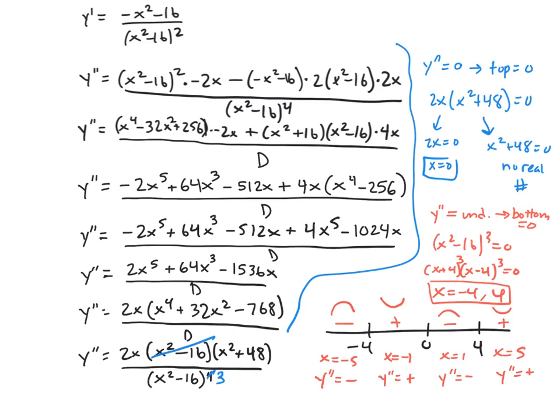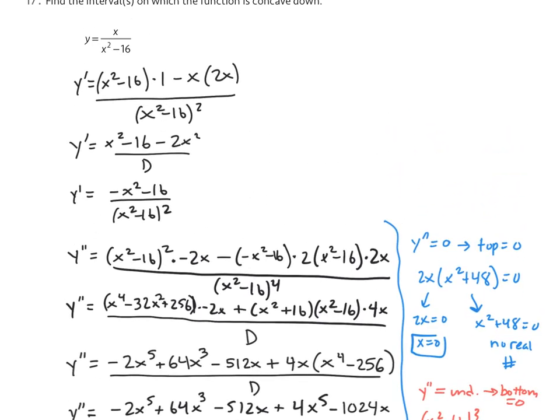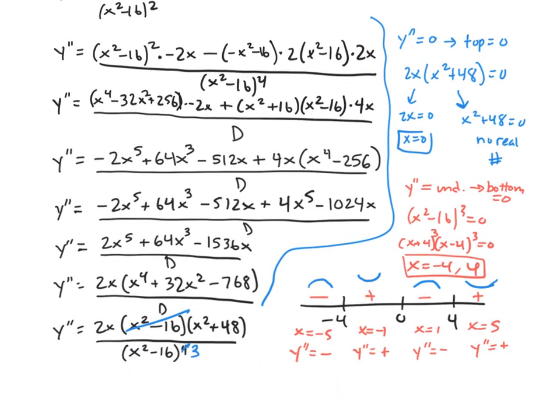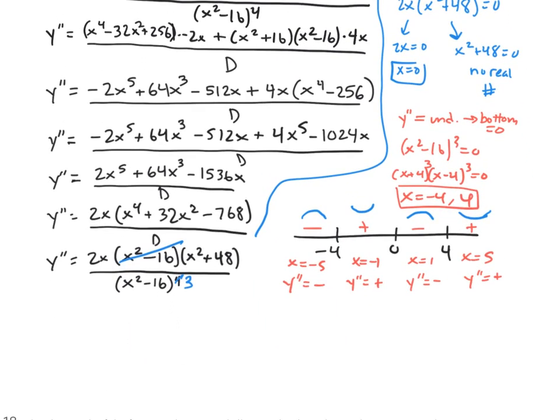Now I'm going to change those colors. All right, that's better. Now I have the concave up and down regions marked in blue. Now we were looking for when is the function concave down. So there are two regions when it's concave down, and I'll mark that here.